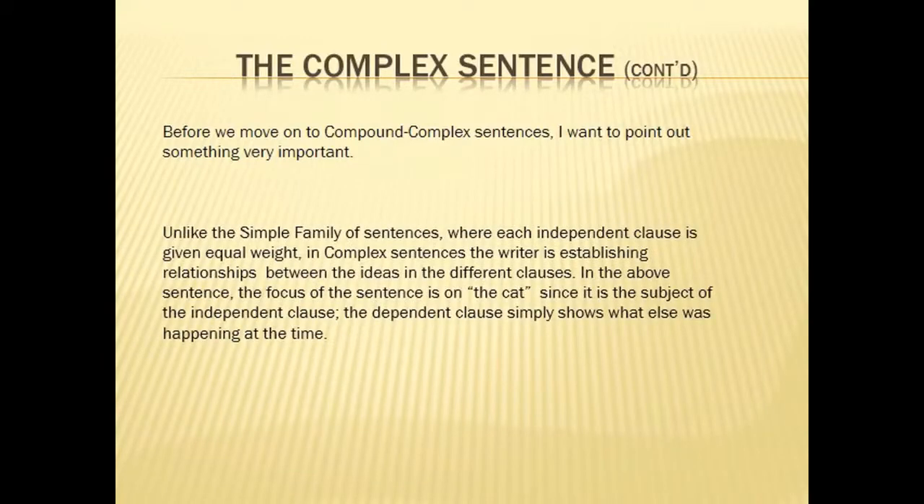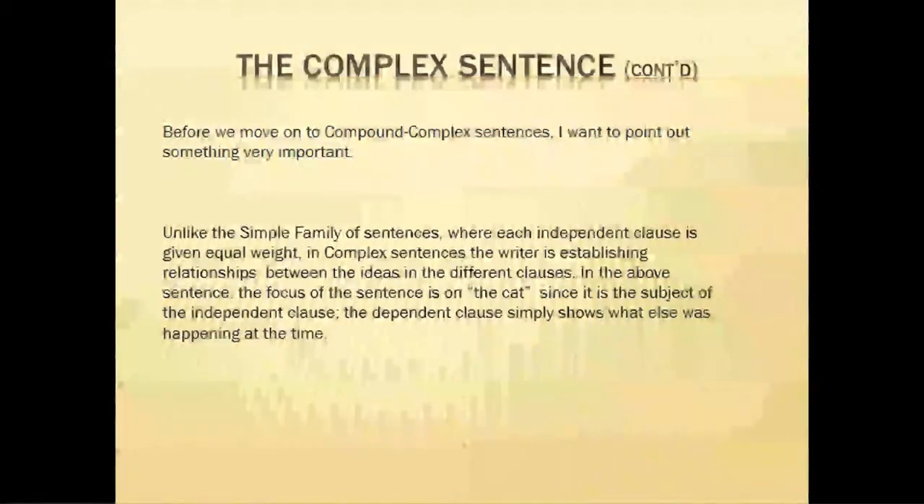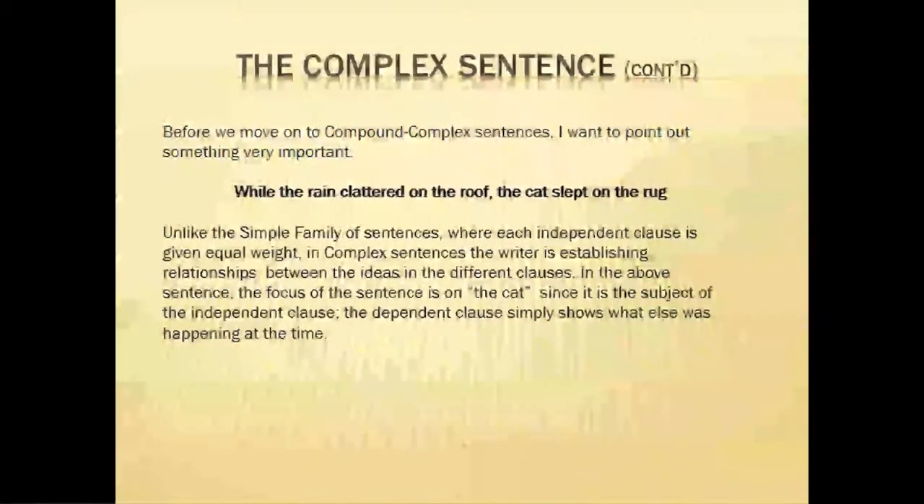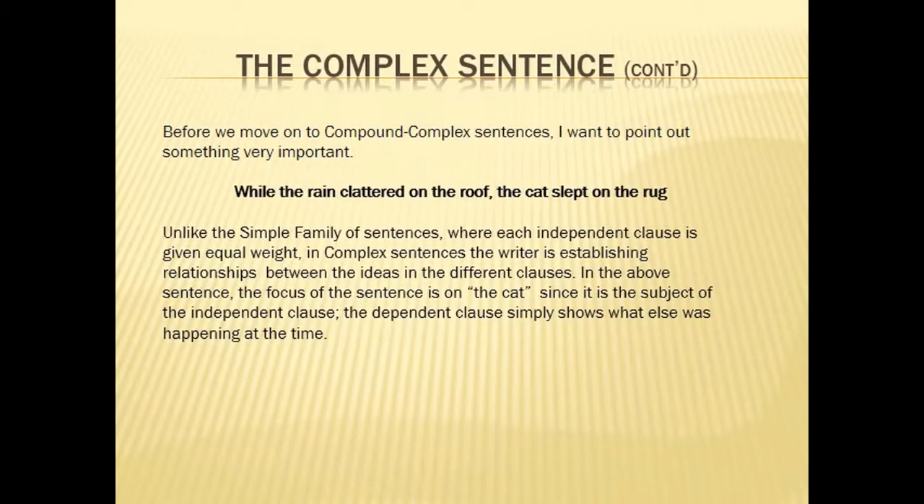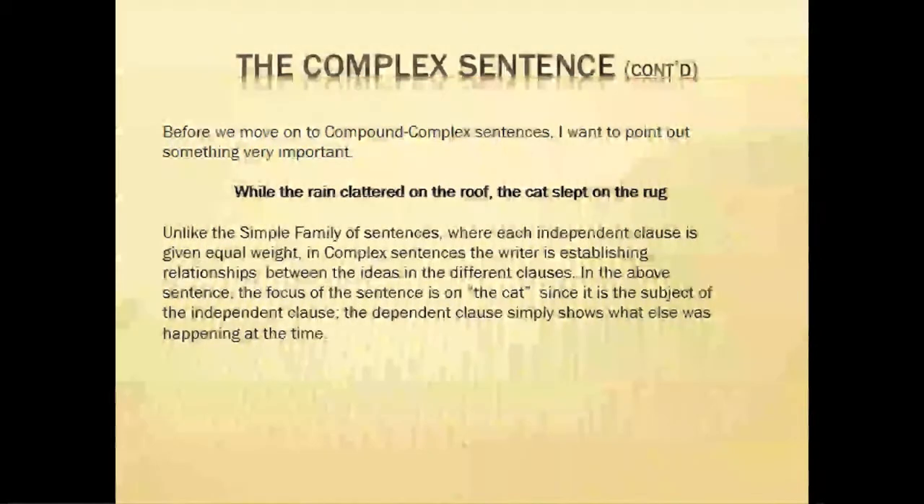Unlike the simple family of sentences, where each independent clause is given equal weight, in complex sentences the writer is establishing relationships between the ideas in the different clauses. In the above sentence, the focus of the sentence is on the cat, since it is the subject of the independent clause. The dependent clause simply shows what else was happening at the time.